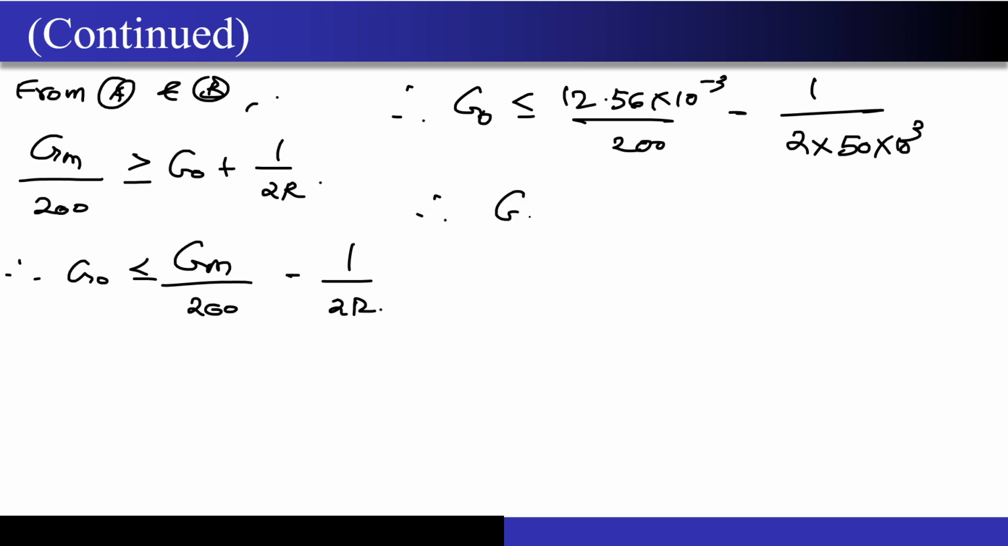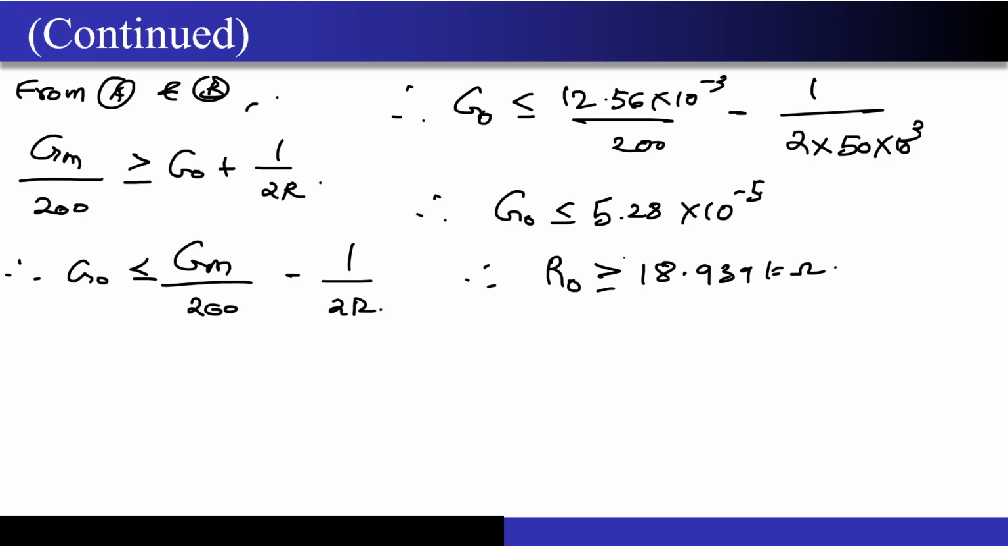Let me just see what the value is. G0 will come out to be around 5.28 into 10 to the power minus 5. So the R0, the equivalent output resistance, will come out to be greater than or equal to 18.939 kilo ohms. So I also got a spec on the R out now.